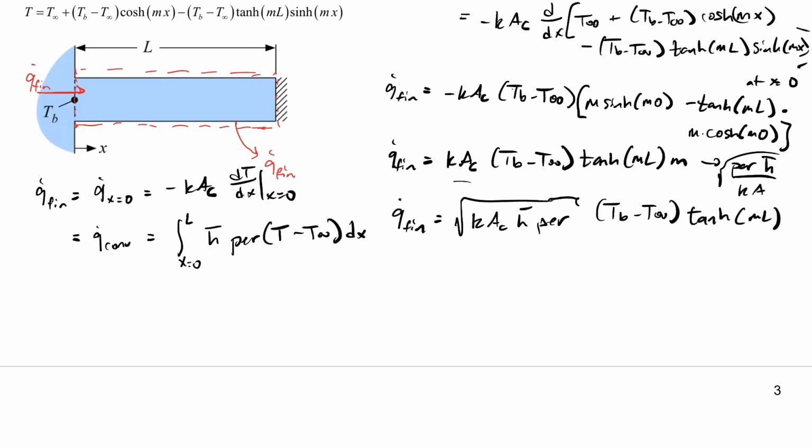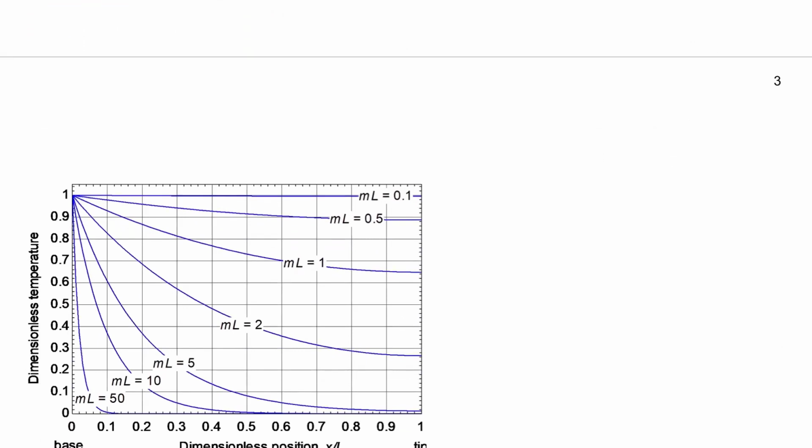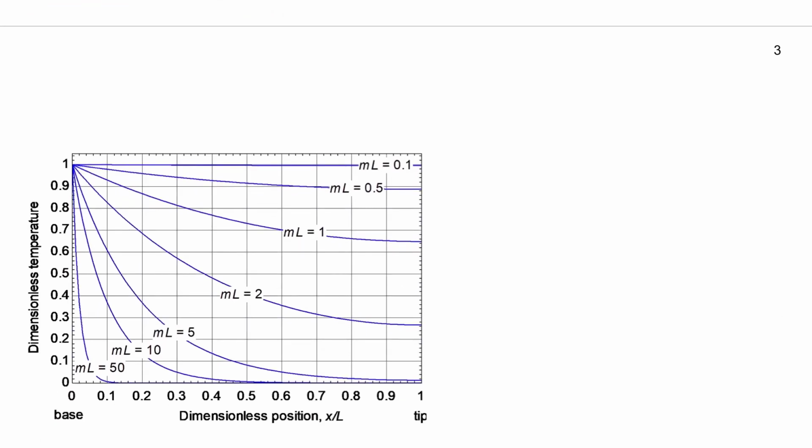Let's think about this. Scroll down here and look at this plot. I showed you part of this at the beginning of lecture yesterday. This plot shows, for the fin we've been analyzing, the dimensionless temperature, T minus T infinity over TB minus T infinity, as a function of dimensionless position, for different values of ml.